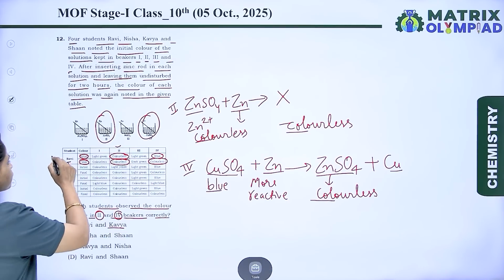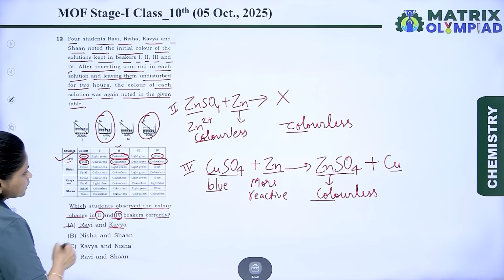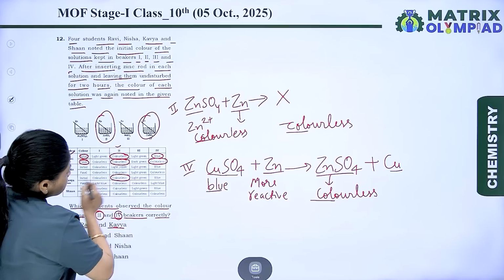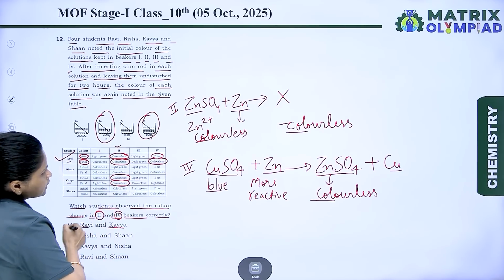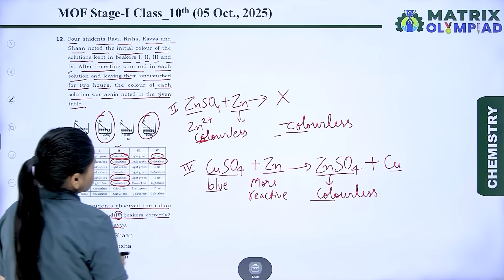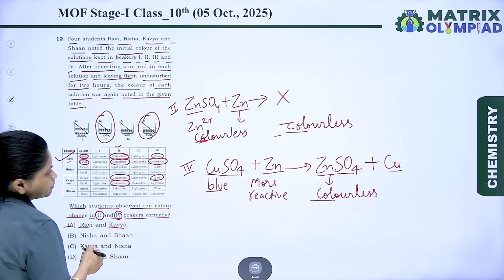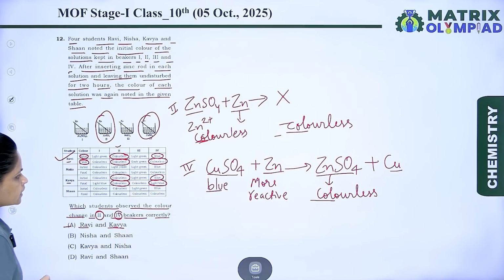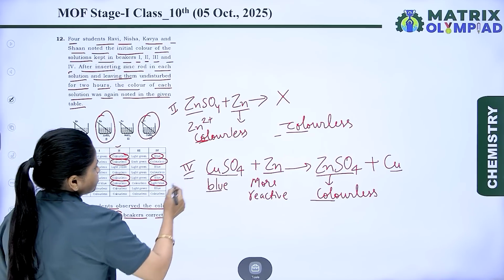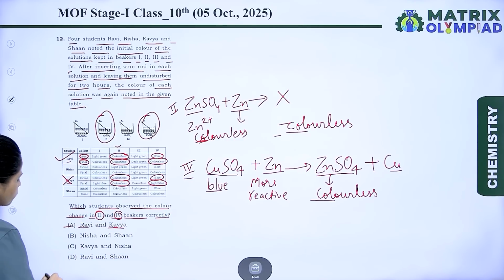So Ravi finds correctly. But Kavya, as we know, finds colorless initially and finally colorless in beaker 2, that is correct, and blue initially in beaker 4 but light blue finally, that is not correct. So Kavya finds incorrectly. Now this option is wrong.